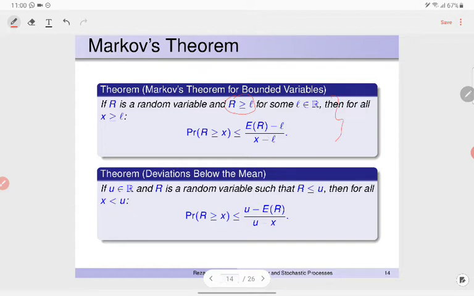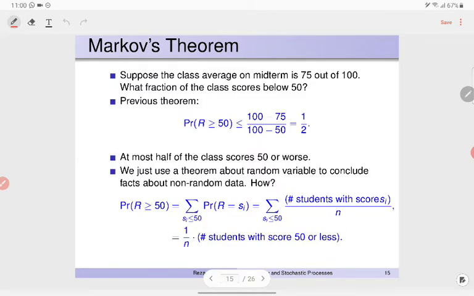And similarly for the upper bound, if U is a real number and R is a random variable such that R is less or equal to U, so U is the upper bound of this random variable, then for all x less than U, the probability of R larger or equal to x must be smaller or equal to U minus the expectation of R divided by U minus x. For example, suppose that we know the class average on a midterm is 75 out of 100. You know only this information.